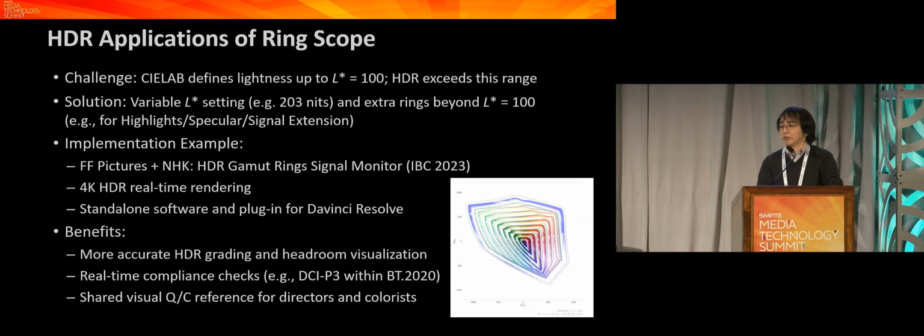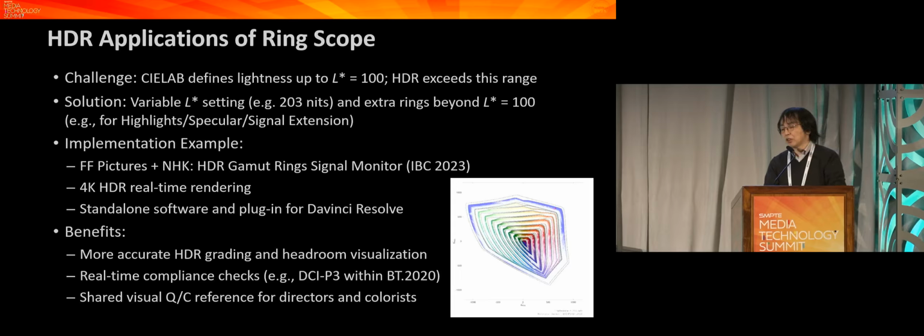HDR applications of a ring scope are challenging because CIELAB defines the lightness up to 100 L star. The HDR exceeds this range. A possible solution would be using a variable L star setting and adding extra rings for highlights.